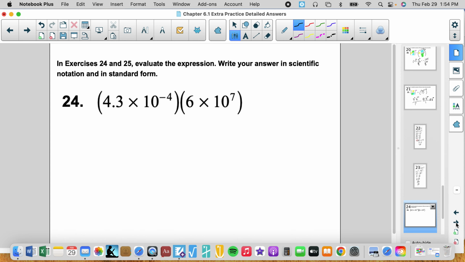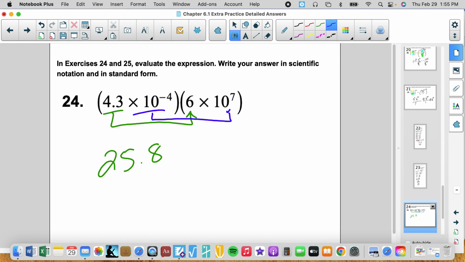So when we see exponential or scientific notation, we know that we are making big numbers smaller or smaller numbers bigger. And we have it in a format that makes it very easy to, number one, write, because we're not writing all these zeros, and we can multiply it. So we're going to multiply their base times their base. So when I have 4.3 times 6, that's going to give me 25.8. And then we're going to multiply their like bases, so we're going to add their exponents.